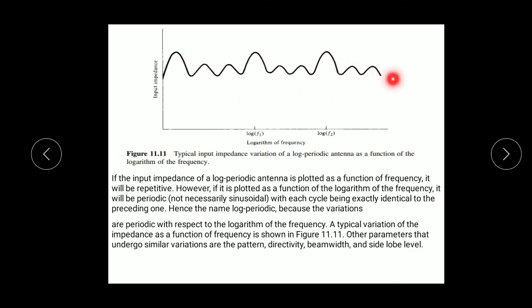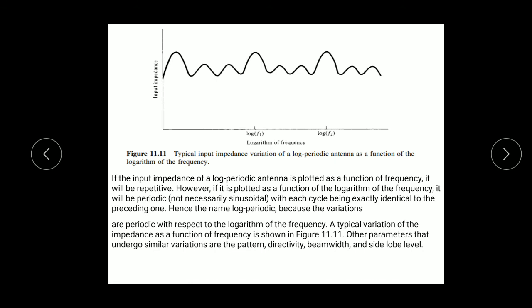If the input impedance of the log periodic antenna is plotted as a function of frequency, it will be repetitive. However, when plotted as a function of the logarithm of the frequency, it will be periodic, not necessarily sinusoidal, with each cycle exactly identical to the preceding ones. Hence the name log periodic antenna, because the variation is periodic with respect to the logarithm of the frequency. A typical variation of the impedance as a function of frequency is shown in the figure.